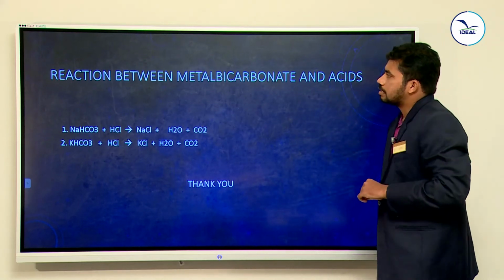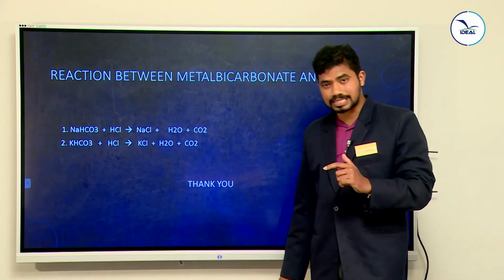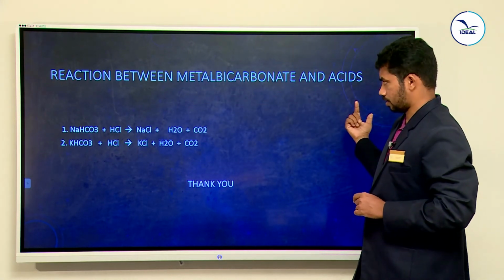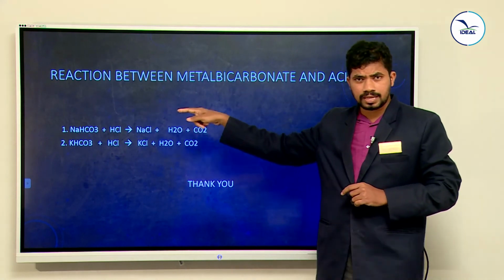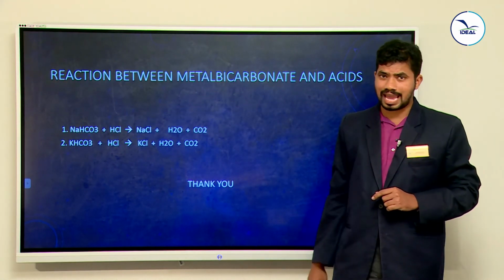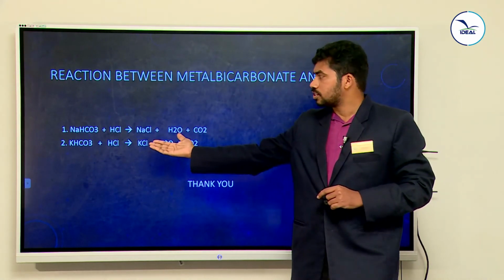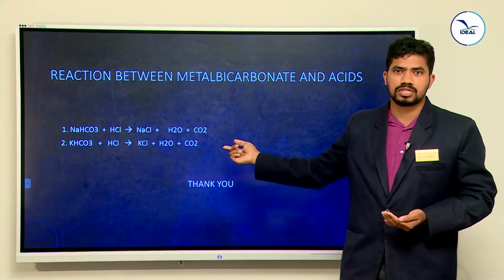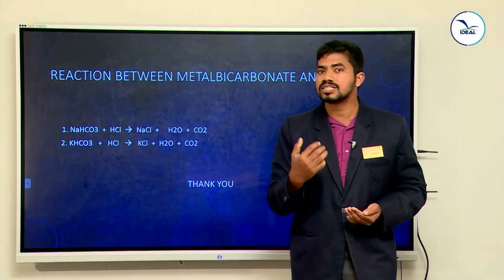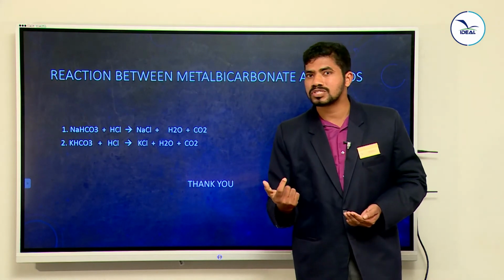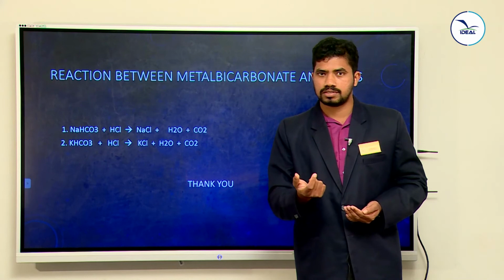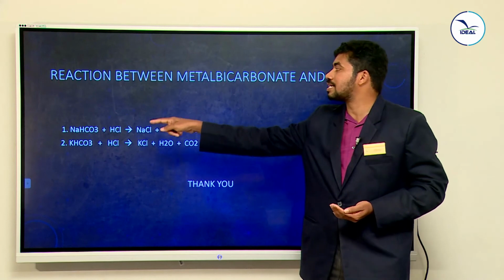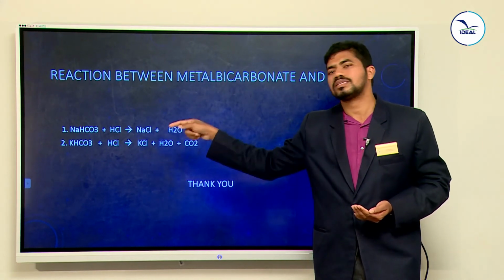Now the last chemical property we are discussing, the reaction between metal bicarbonate and acids. See the two examples. In the first one I am using sodium bicarbonate. Sodium bicarbonate is baking soda. Baking soda is called sodium bicarbonate. We are reacting that baking soda or sodium bicarbonate with hydrochloric acid.